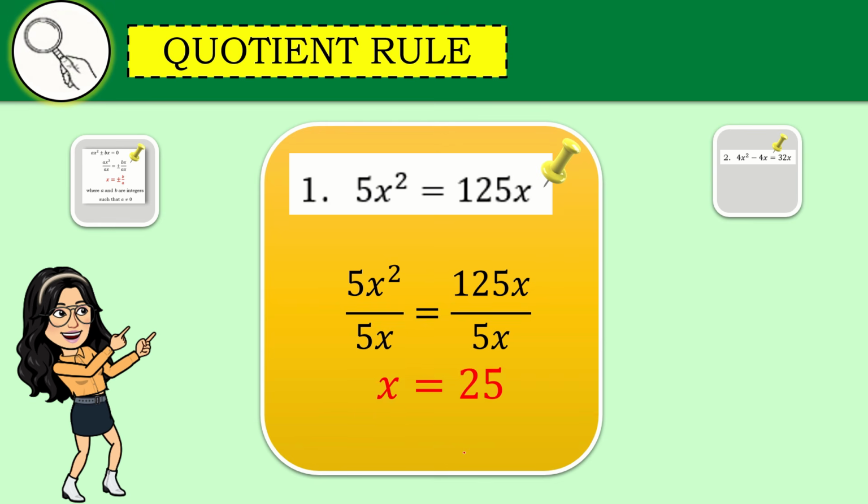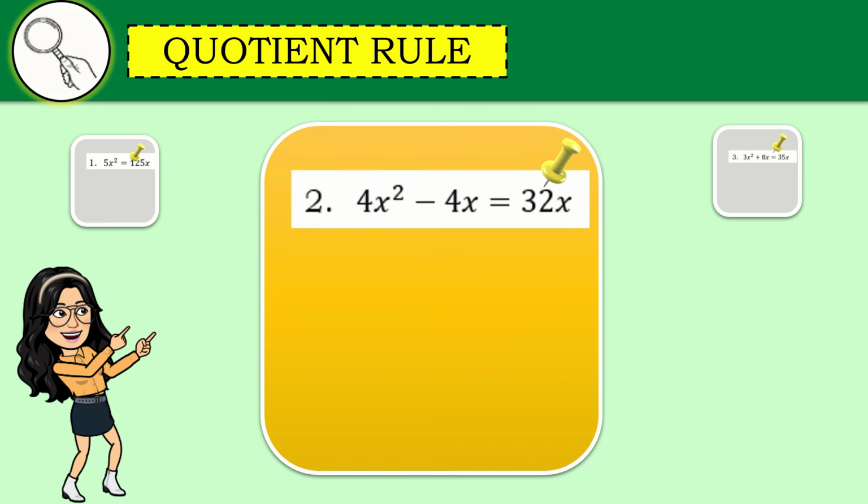Let's continue with the next step. Here, our answer is equal to 25. Why? We already have canceled x, and 125 divided by 5 will give you 25. So the value of our x is equal to 25. Therefore, the solution of x in this quadratic equation is 25. That is one answer. The root is 25.